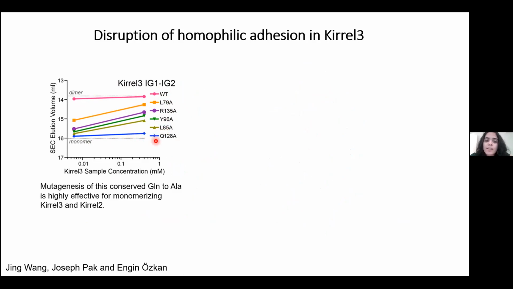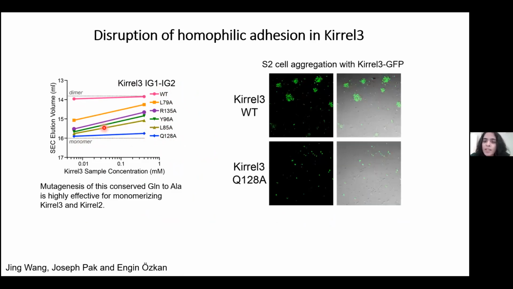And what was found is that this Q128A mutation, glutamine to alanine, had completely disrupted the dimerization of KL3. And this was further verified using a cell aggregation assay. So cells in culture were transfected with wild type KL3 that's GFP tagged, or the mutant KL3 that's GFP tagged, and were observed. And what they observed was in the wild type KL3, there was aggregation of cells, indicating that the homophilic cell adhesion property was intact. And in the mutant KL3 cells, you did not see aggregation, showing that this clustering of cells was disrupted.